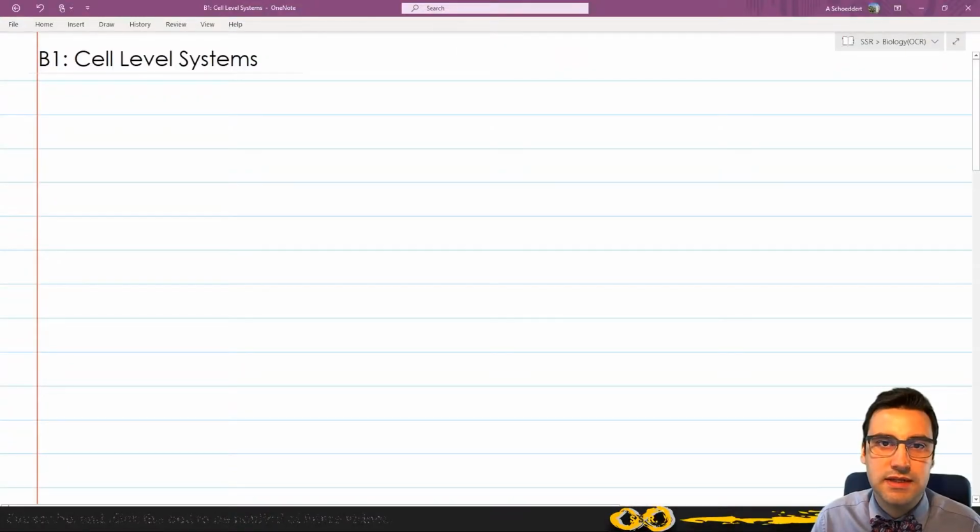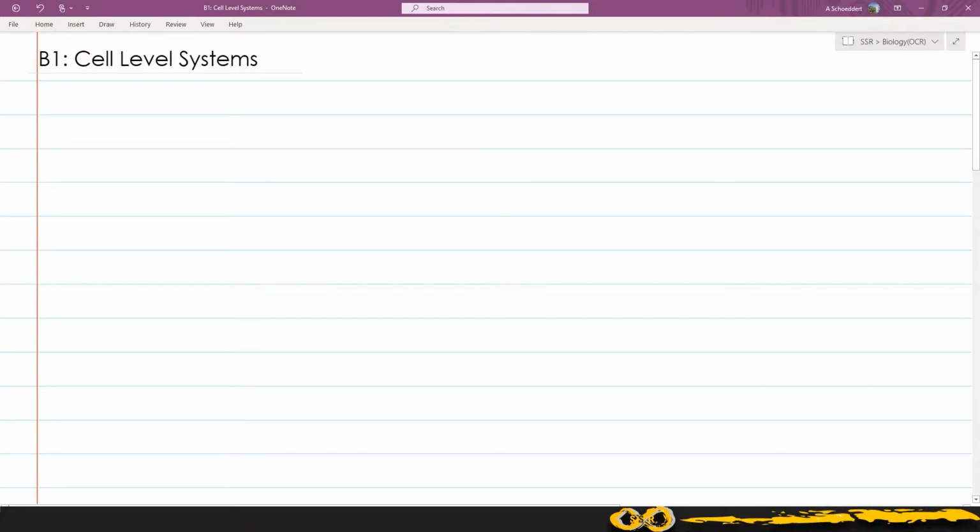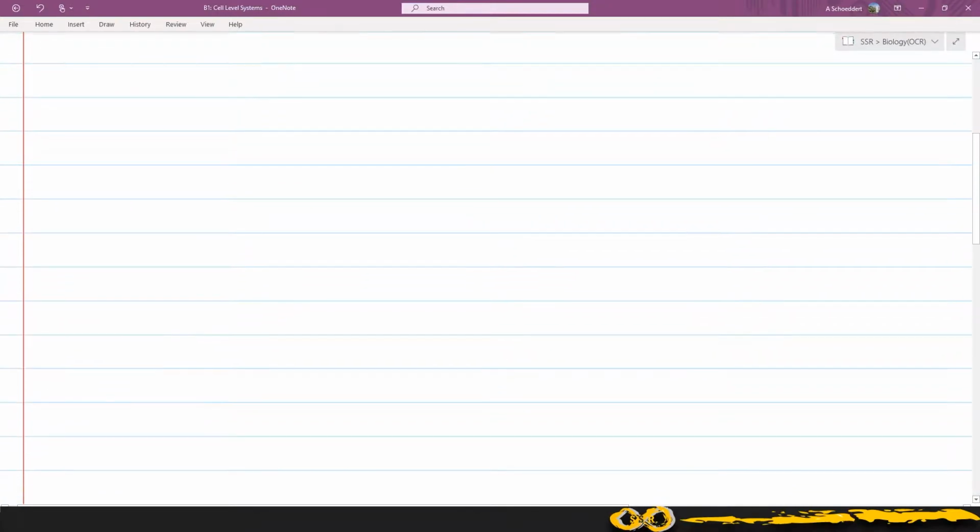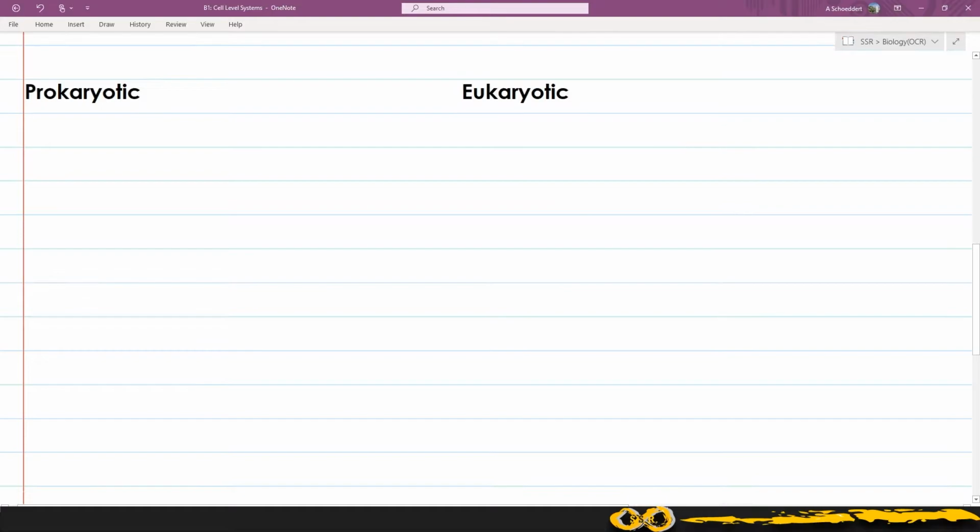We'll begin by discussing the two large categories of cells, and then from there we're going to move into the processes that are happening in those cells and how those function. So as we continue, you'll note that cells are divided into prokaryotic and eukaryotic cells. Those are the two major categories of cells.